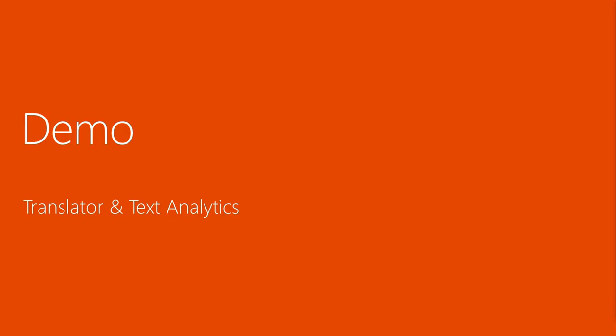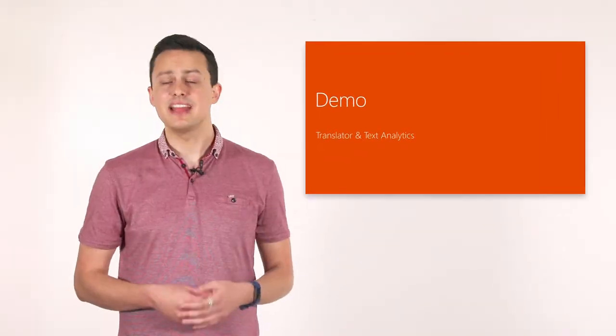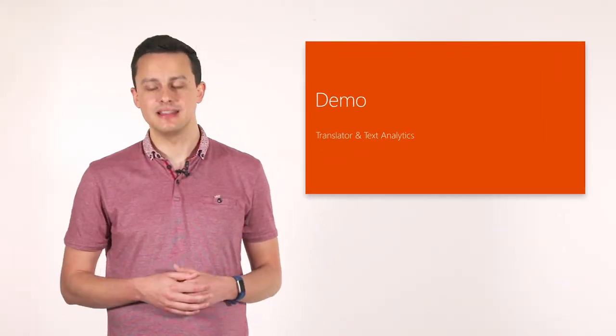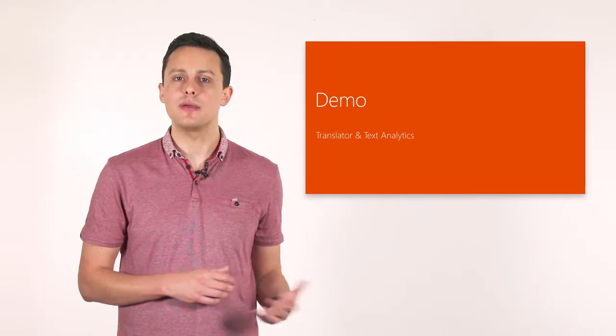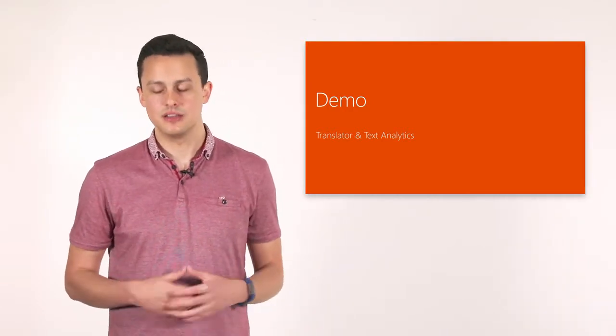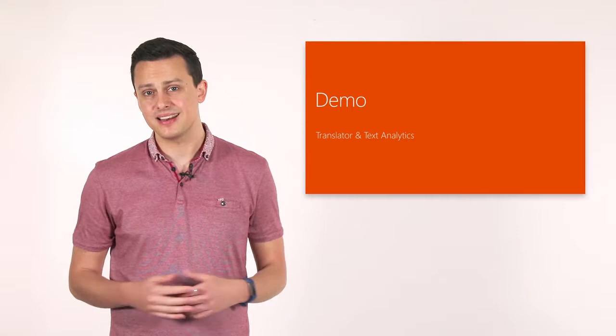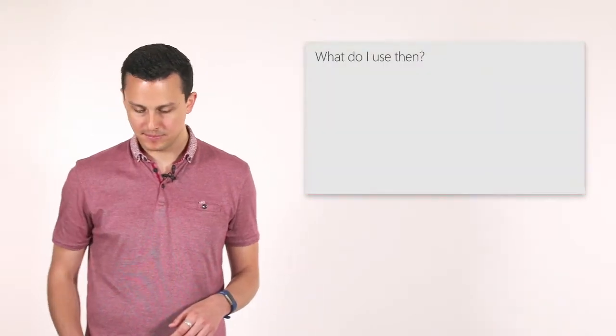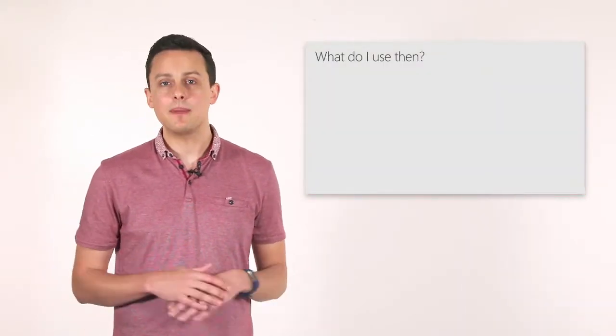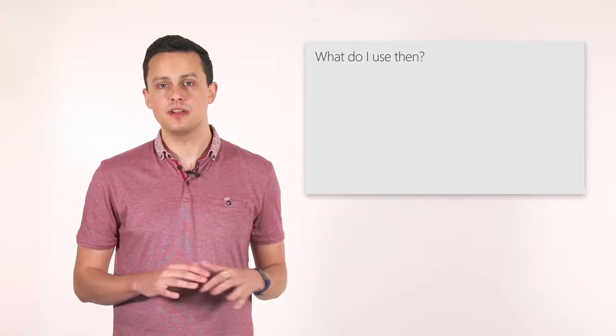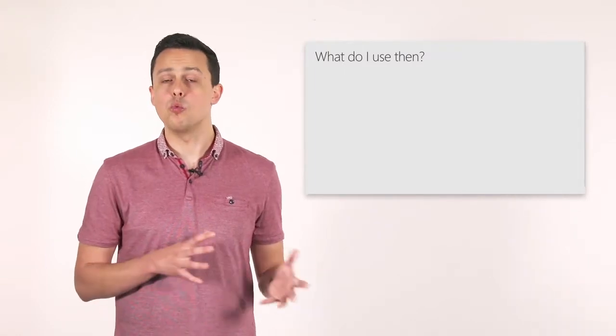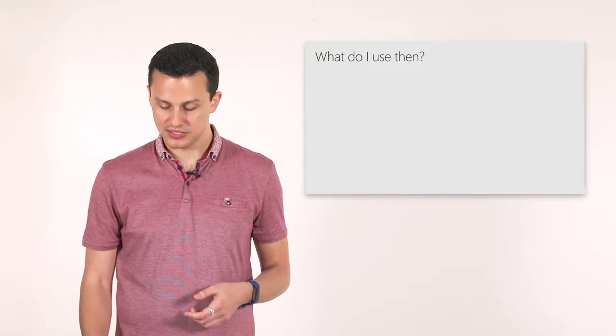So we've just seen how we can use the translator service to be able to accept messages into our bot in other languages and then have our bot respond in that language. We also saw how we could use text analytics to detect user sentiment and escalate as appropriate. So let's wrap up our session on language with a bit of a summary on when to use which of these technologies.